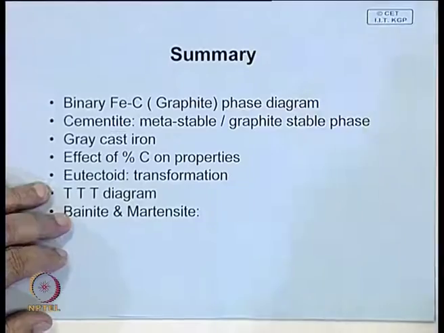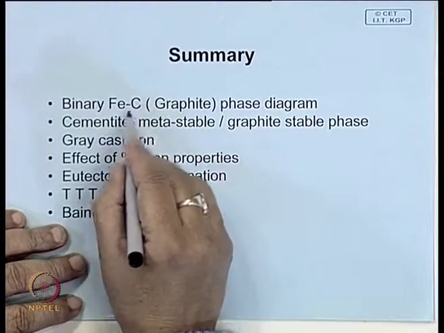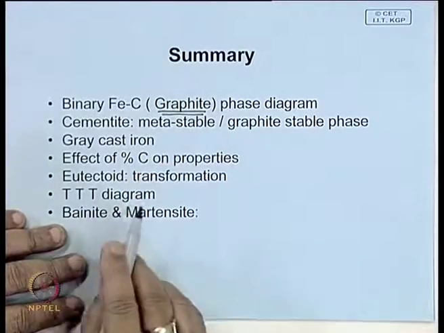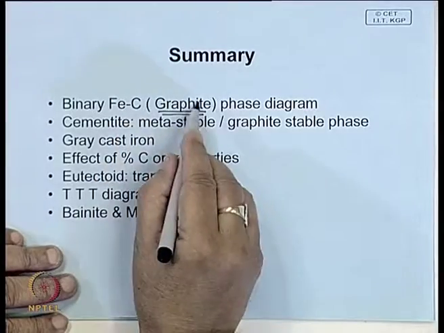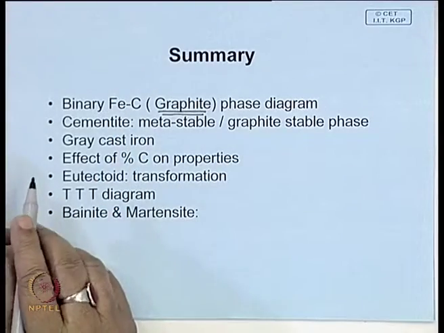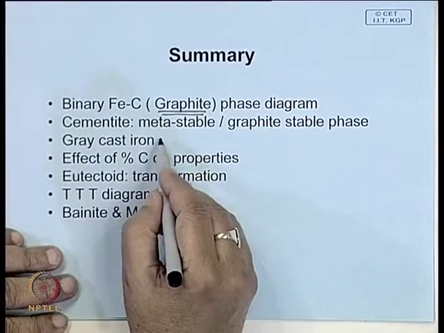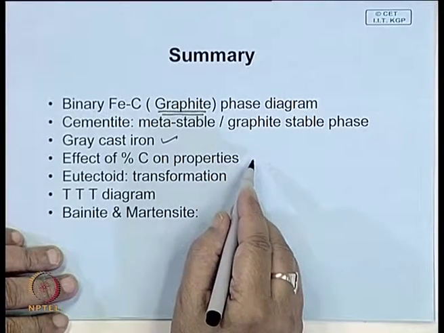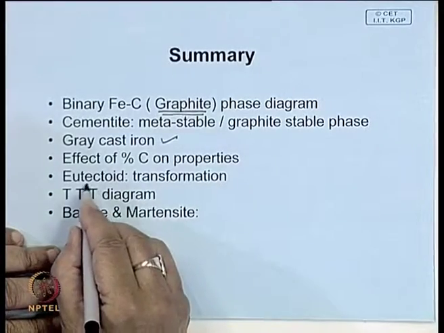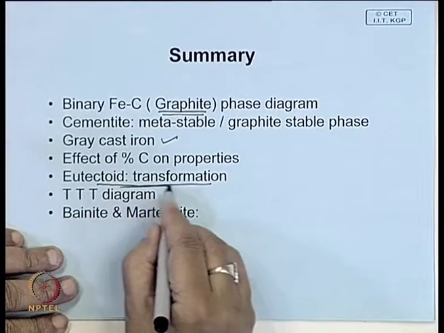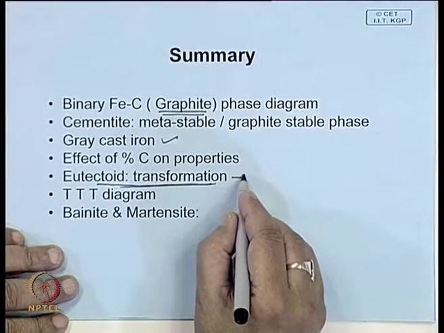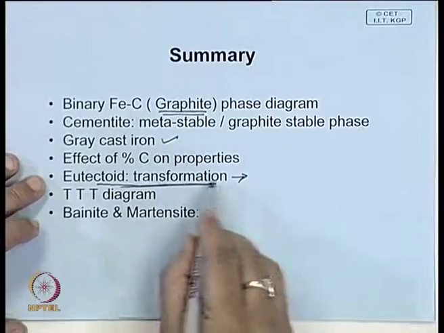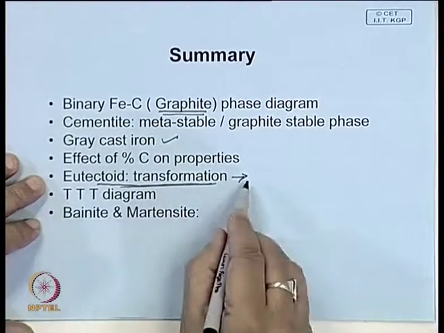To sum up, in these two lectures today we looked at the iron carbon phase diagram, and we have seen how the diagram is modified if a stable graphite phase forms in the structure. We looked at gray cast iron. We looked at the effect of carbon on properties of iron carbon alloy. We looked at the eutectoid transformation, of course, a qualitative explanation of the eutectoid transformation, and we looked at the importance of the temperature in determining the microstructure of the transformation product.